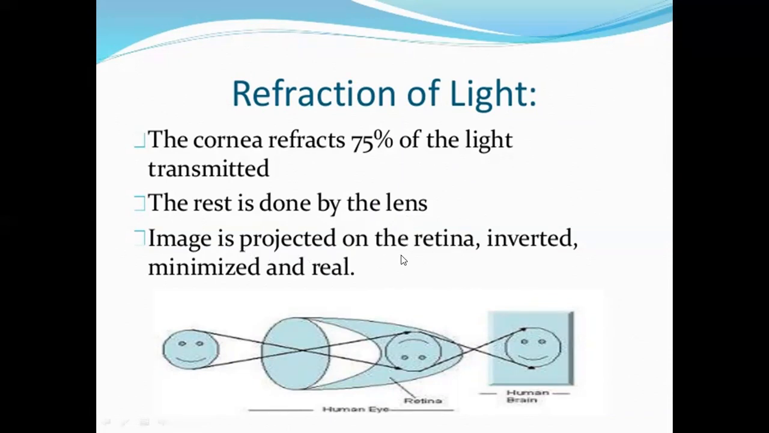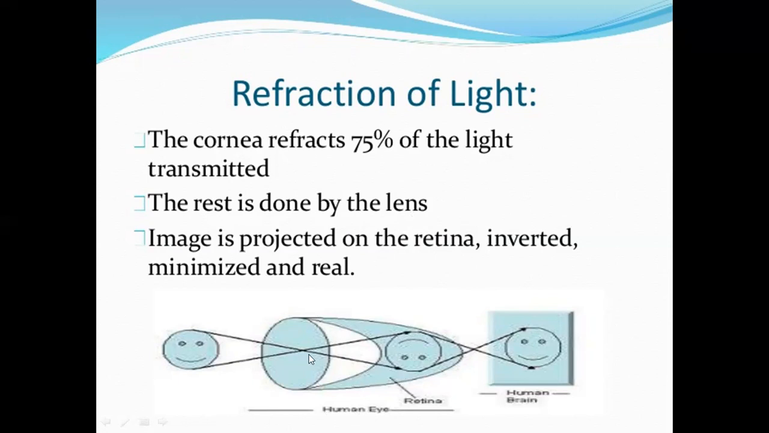The image is projected on the retina. As we saw in the previous slide, the image projected on the retina is inverted, minimized and real. So this is the human eye. In the human eye, this is the retina and this one is the human brain.